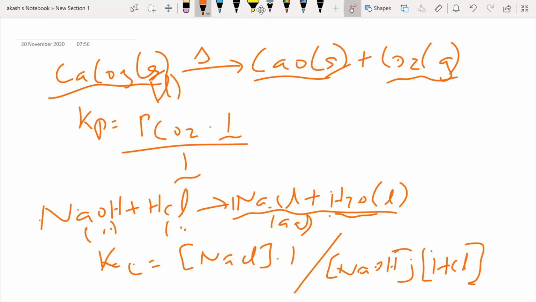That's it. So what I specified is that whenever you see pure solids or pure liquids in your reaction, please do not include them. You can include them in the sense of just putting a 1 in the equation. That's it. So for aqueous solutions and gases only, we do the Kc or Kp equation. The other things are not going to affect my Kc or Kp value.